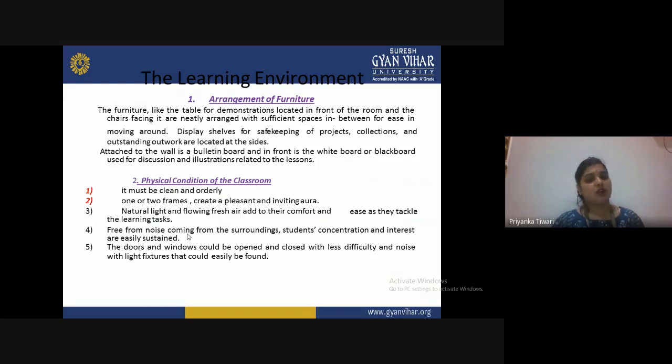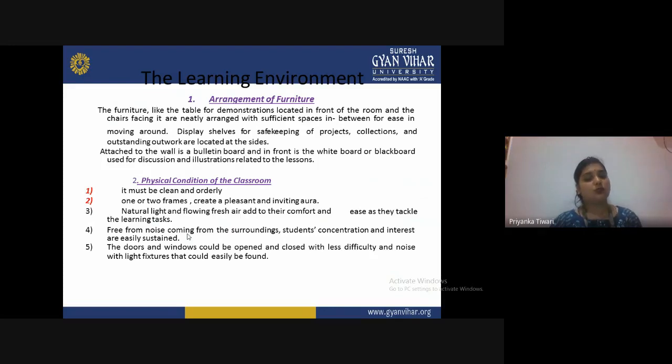Attached to the wall is a board, and in front is a whiteboard or blackboard used for discussion and illustrations related to the lesson. As for the physical condition of the classroom, it must be clean and orderly.